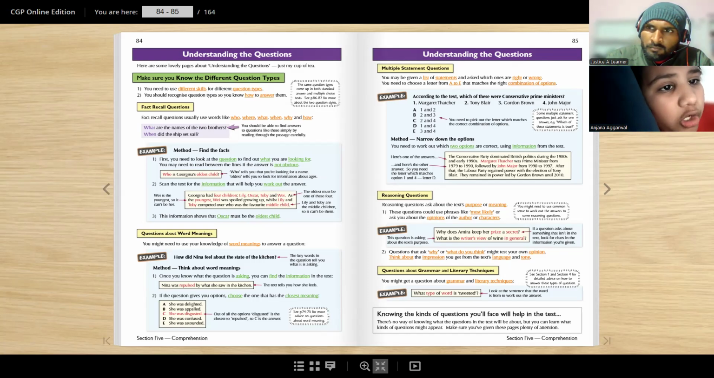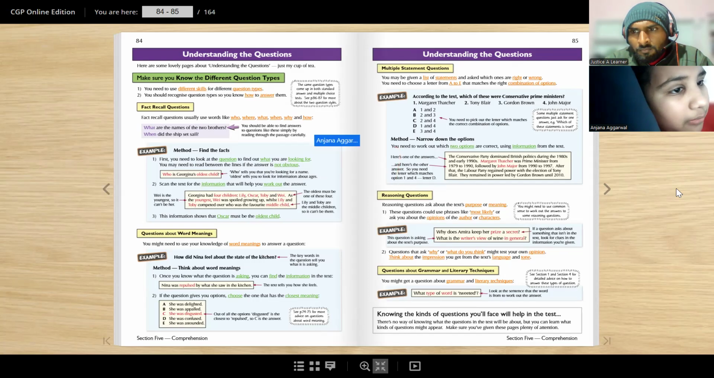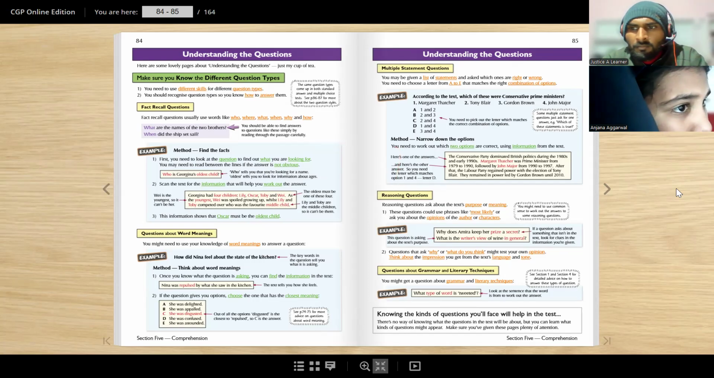Some multiple statement questions just ask for one answer. Example, which of these statements are true? Method, narrow down the options. You need to work out which two options are correct using information from the text. Here's one of the answers.